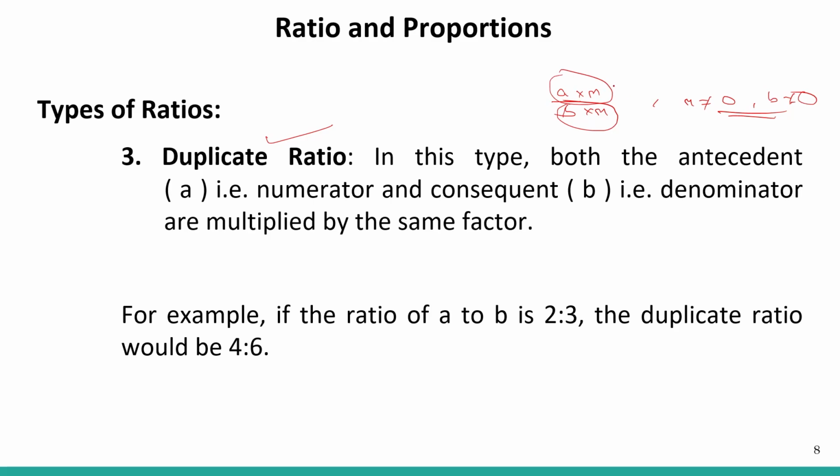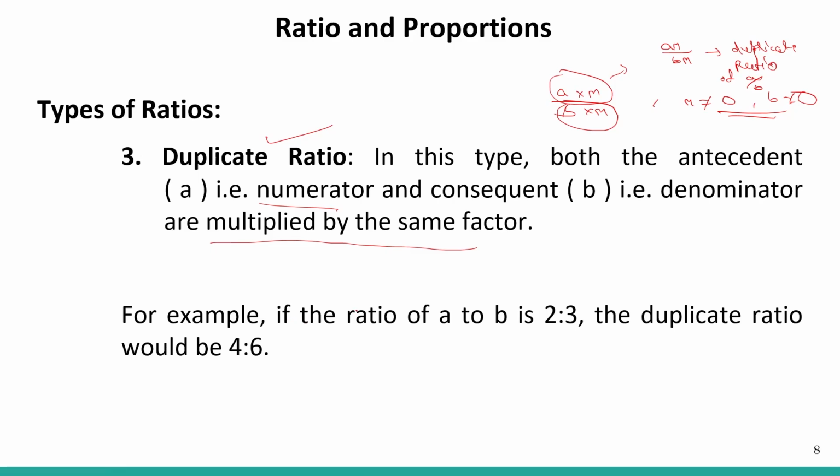A can be 0. M can't be 0, only A can be 0. So the new ratio will become what? AM by BM, right? So this is called duplicate ratio. Duplicate ratio of what? Duplicate ratio of A by B. In this type both the antecedent, that is A or the numerator, and the consequent, that is the denominator, are multiplied by the same factor. In this case the same factor is M.